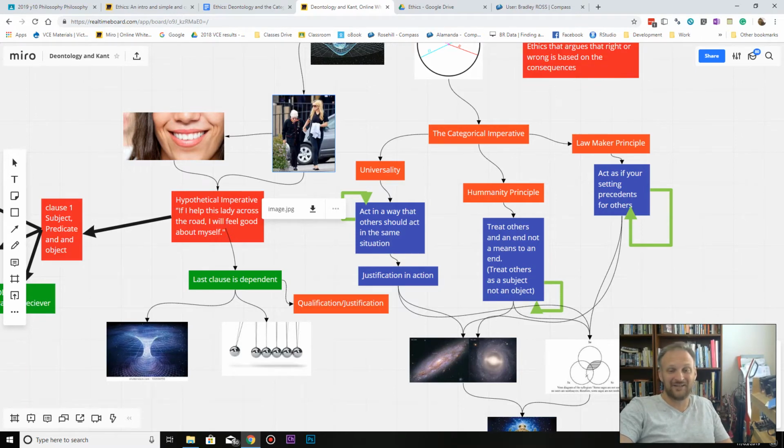But, and this is the key thing, right, I can't be 100% sure that that's always going to be the case, because I haven't observed every single instance of when I'm going to help a lady cross the road or when other people have. So again, it's an assertion of probability. Really, a person should say, if I help this lady across the road, I will feel good about myself, probably.